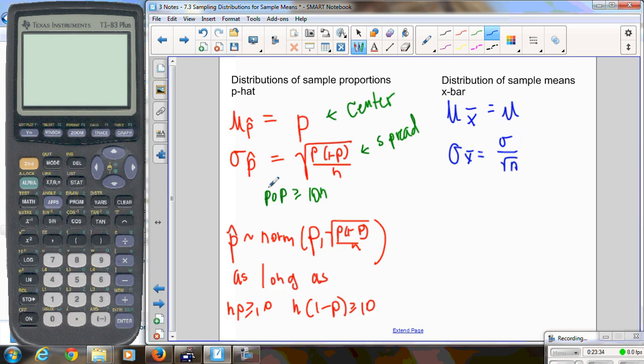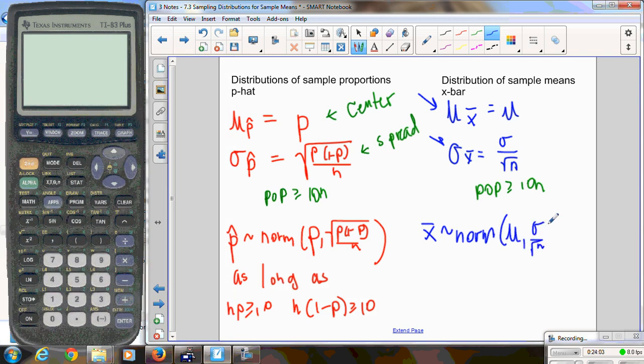And just like with the proportion, the only way that I'm allowed to use the standard deviation formula is if the population is at least 10 times the size of the sample. And so again, this gives me the center, this gives me the spread, the shape, the distribution itself. X bar is going to be approximately normal with a mean mu and a standard deviation of sigma over the square root of n. And there are two conditions.